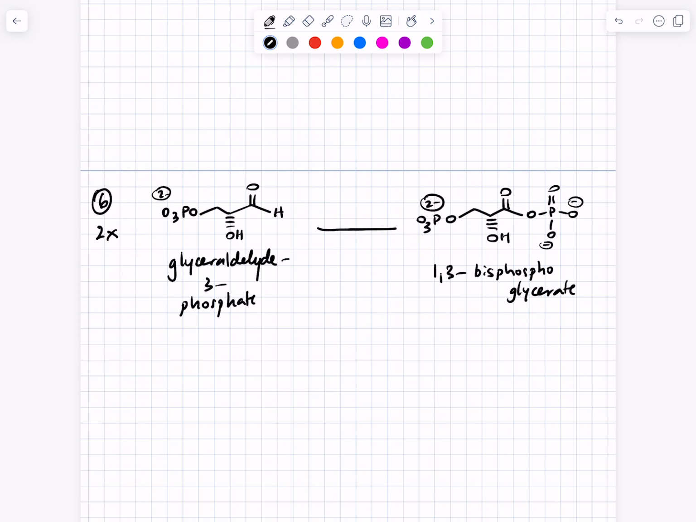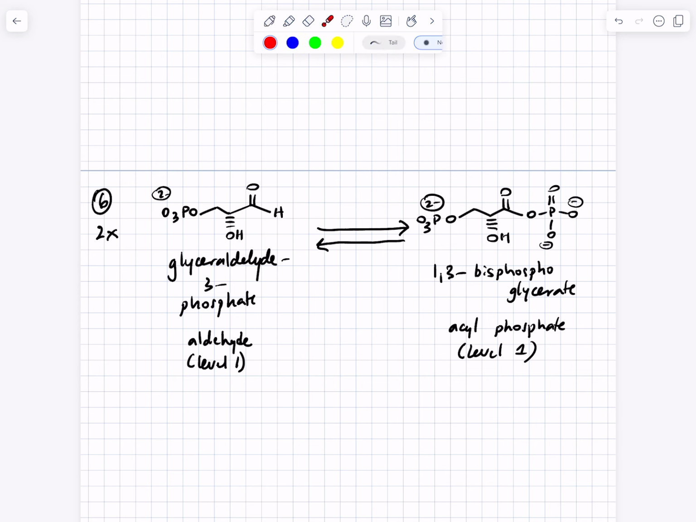Okay, so this reaction is reversible, and one of the reasons you can tell that it's reversible is we're starting with an aldehyde, which we said was sort of level 1, very reactive, and we're making, over to the right, an acyl phosphate, which is also level 1 reactivity. So we go from one kind of highly reactive carbonyl compound to another, and therefore it shouldn't be a surprise that that can happen in a reversible way.